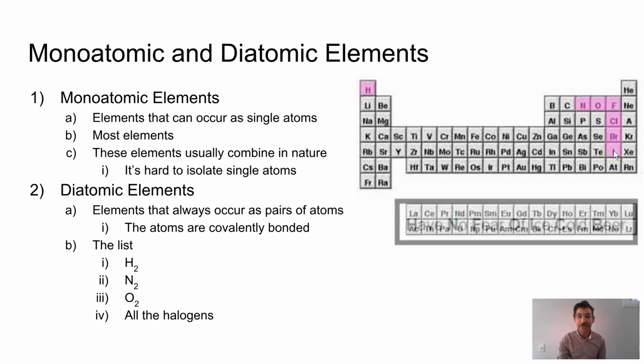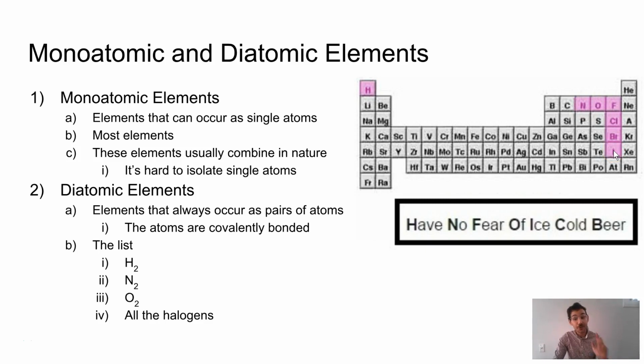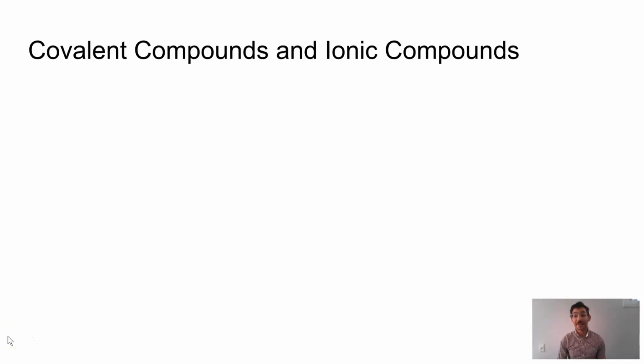If you like mnemonic devices, one I've heard is "Never have no fear of cold beer." Mnemonics don't work for me, but some people love them. So it's "have no fear of cold... oh, ice cold beer." See, I suck at mnemonics. Have no fear of ice cold beer. It names all of them. I don't find mnemonics helpful, but you might like this. H for hydrogen, N for nitrogen, F for fluorine, O for oxygen, I for iodine, C for chlorine, B for bromine.